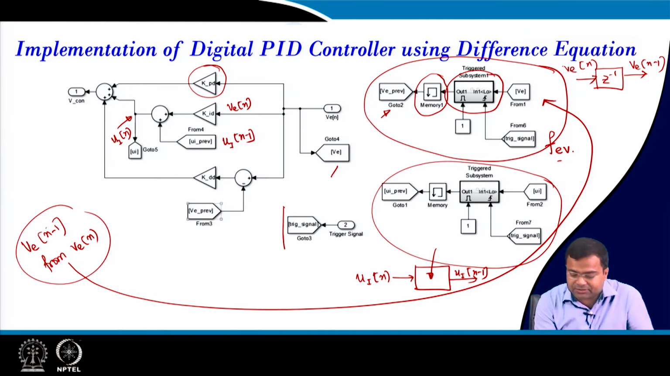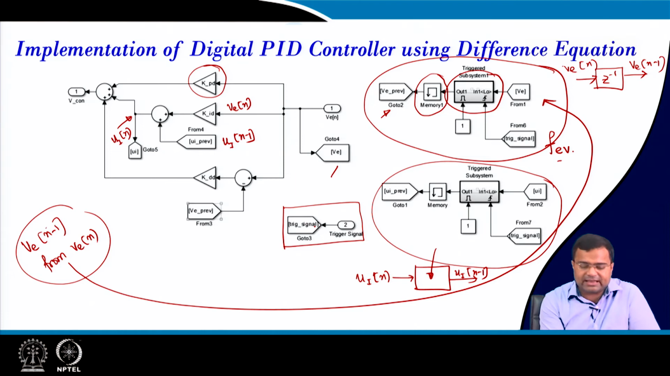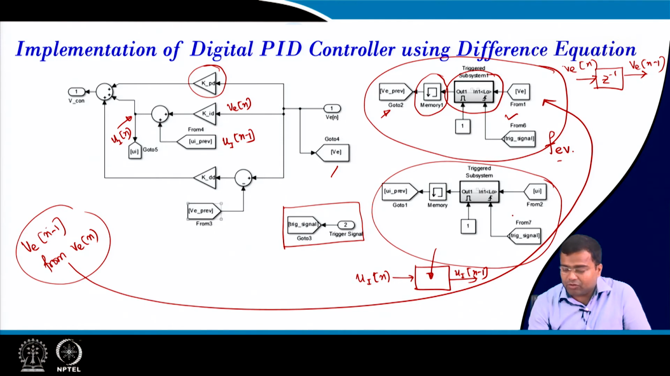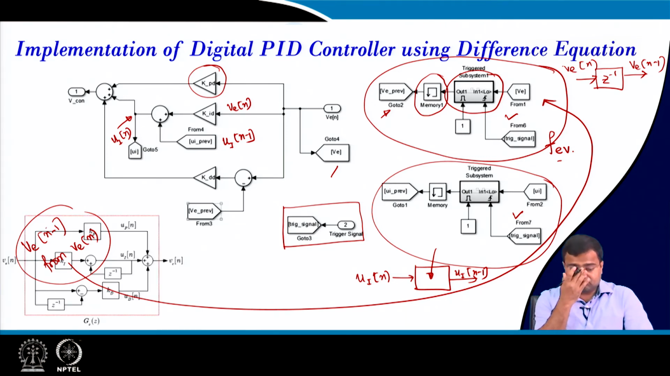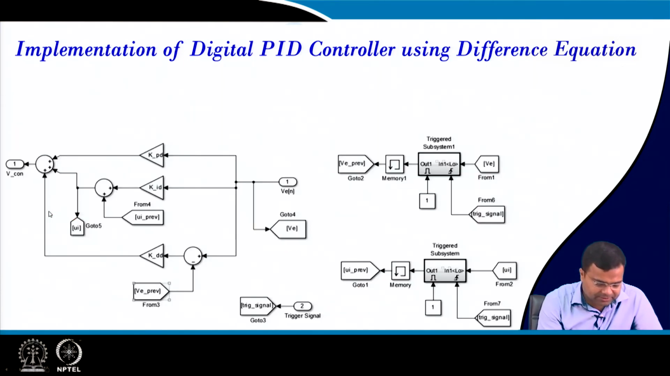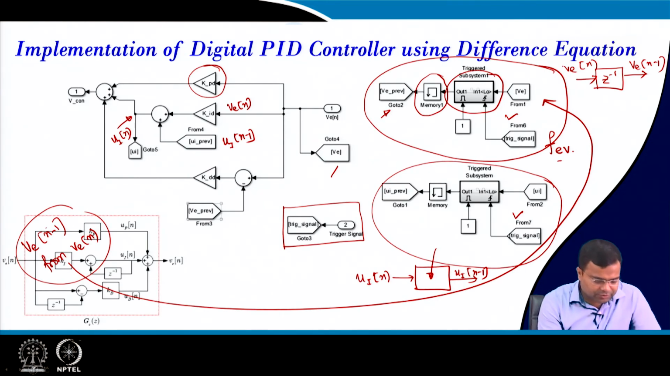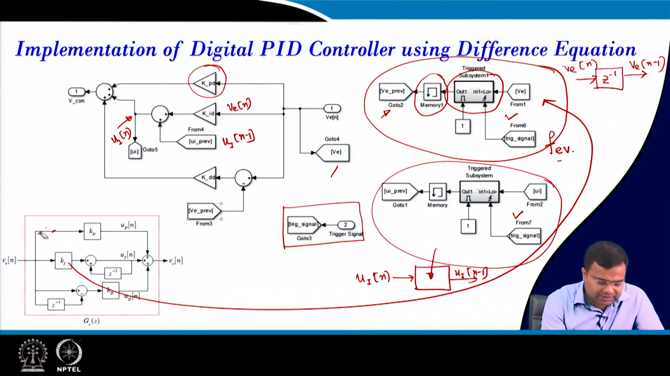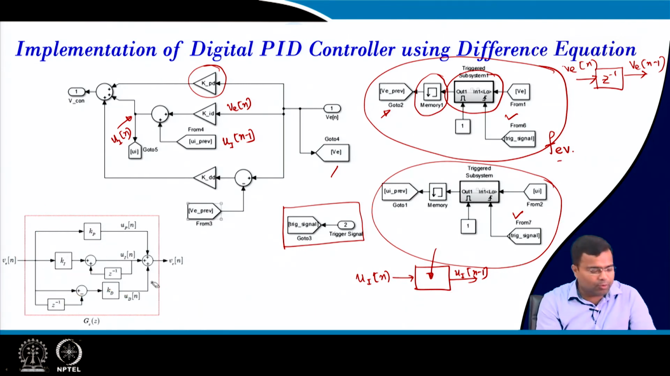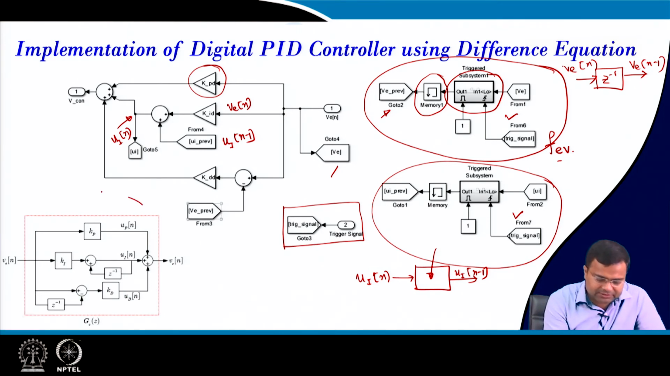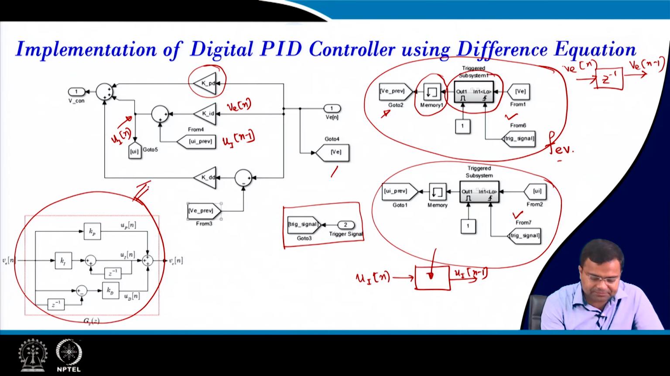And this is the trigger pulse which is used in various blocks. You can see the trigger clock is used here, the trigger clock is used here. That means this is the clock which will synchronize all the updates of this delay operation. And this actually is the realization of this PID controller. So, this whole block is realized here.